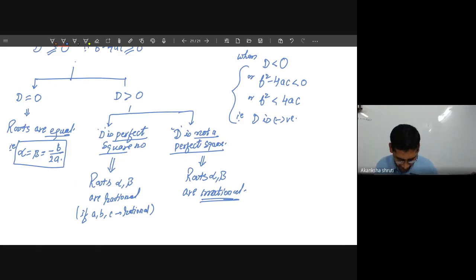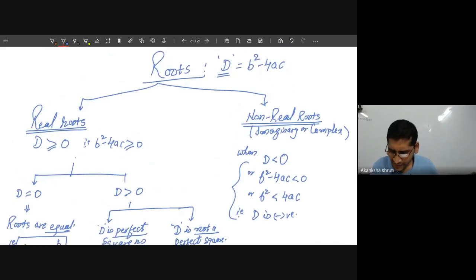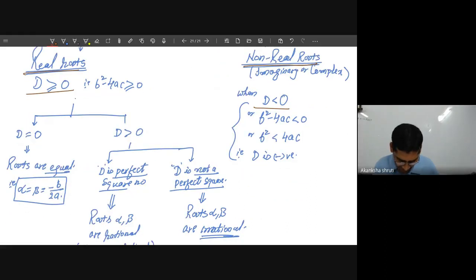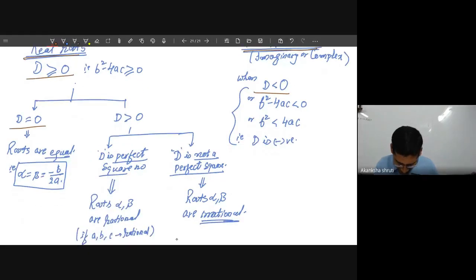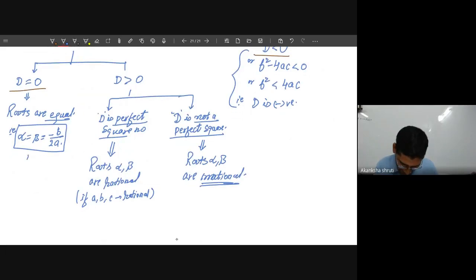Student, also keep in mind, let me summarize this. Roots can be non-real or real. For non-real, the discriminant value D should be less than 0. For real, it should be greater than or equal to 0. If it is equal to 0, under that condition the two roots are equal, alpha equals beta, which is minus b by 2a. And in this case, when the two roots are equal, it means the given equation itself is a perfect square.